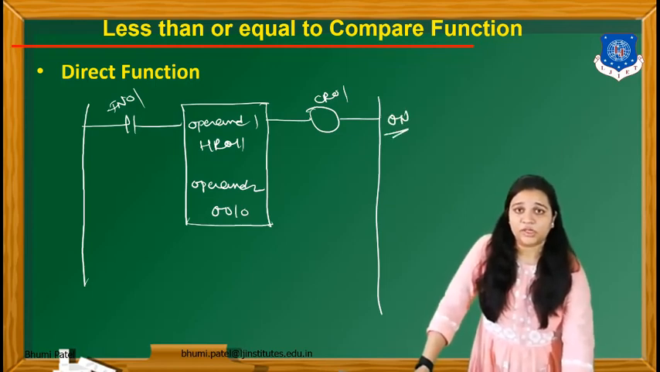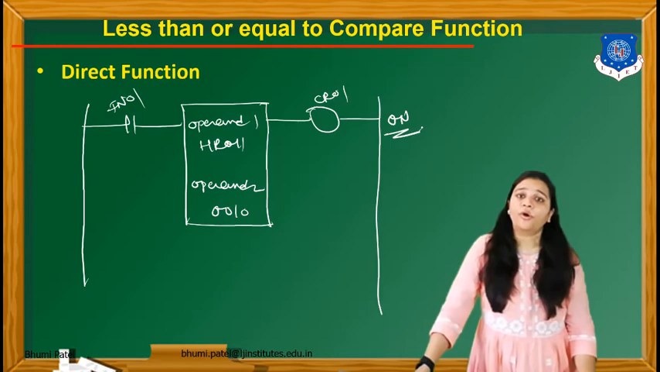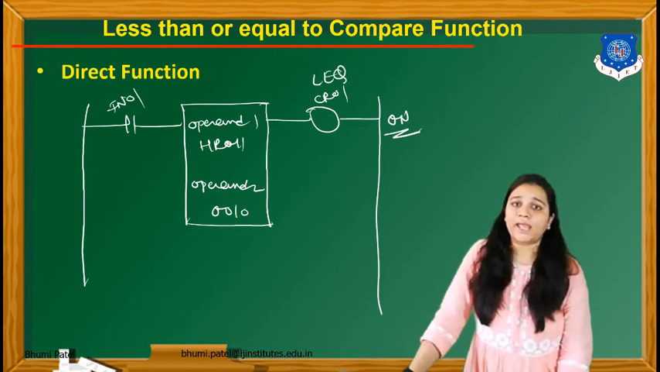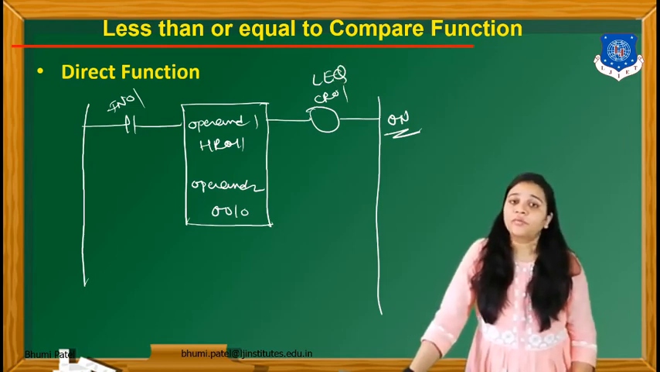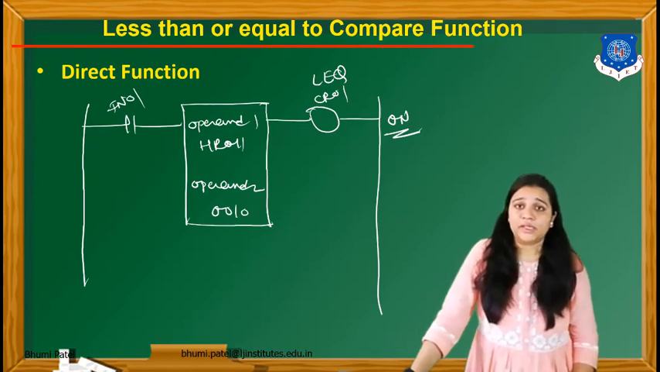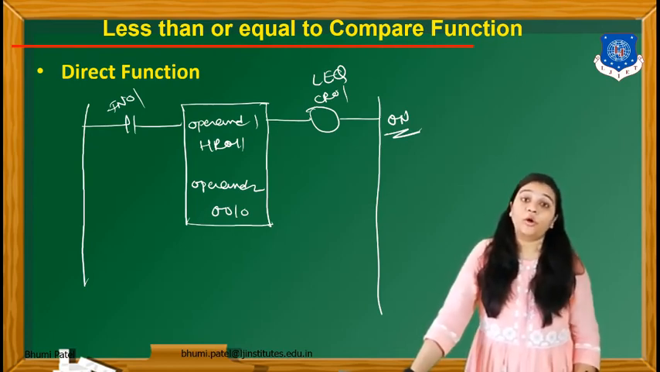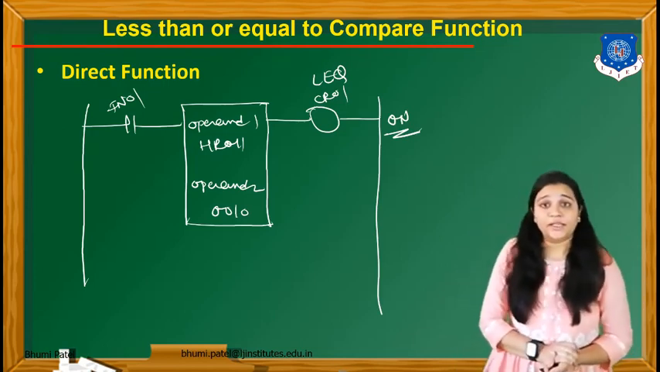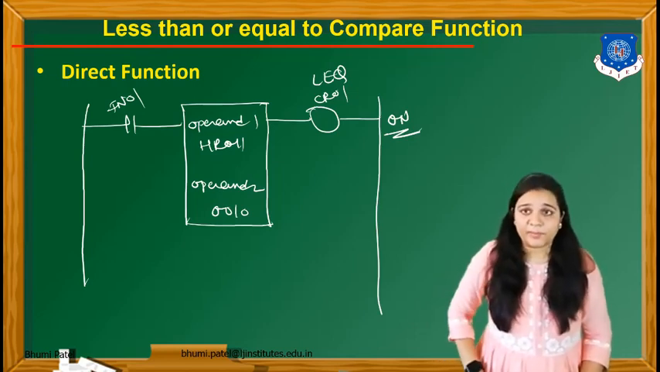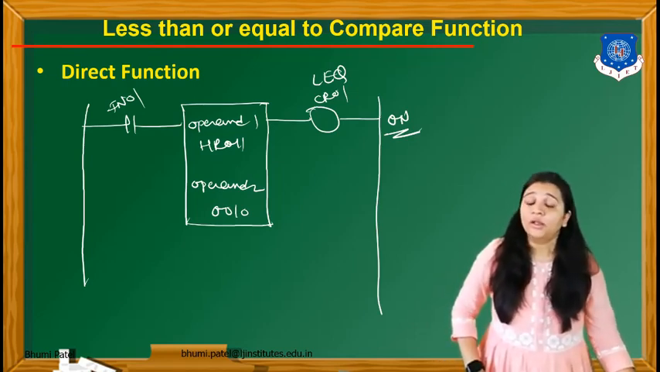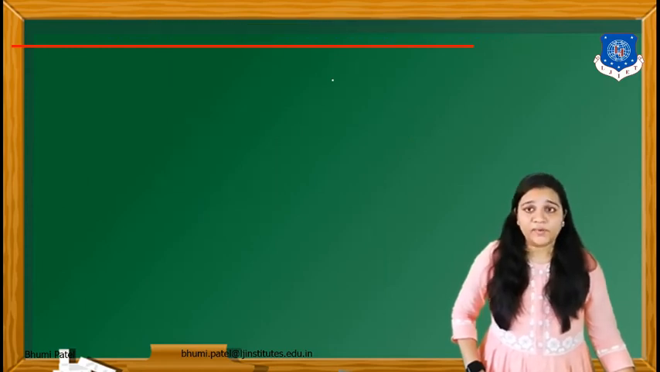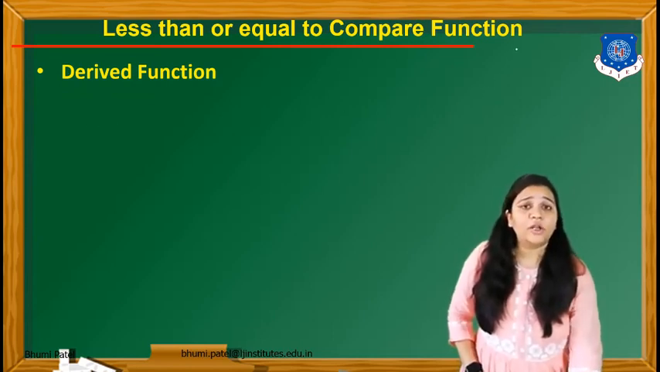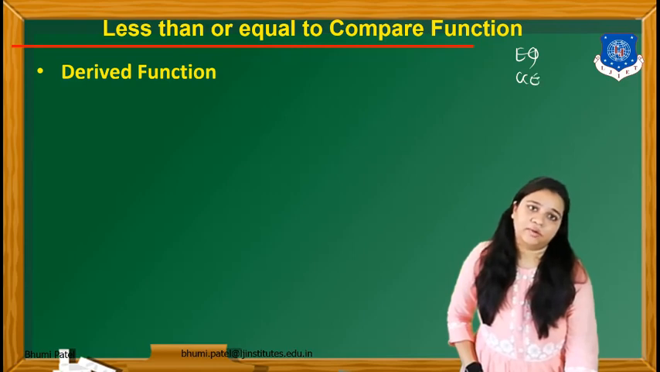Now the main thing is what is the direct function of less than or equal to. The direct function is LEQ. Using this function we can find whether a number is less than or equal to another number or not. But as usual, the disadvantage of PLC software is that the LEQ function is not given in PLC programming. So we have to derive the function for the less than or equal to compare function. What is the derived function? We have only two functions, equal to and greater than equal to.